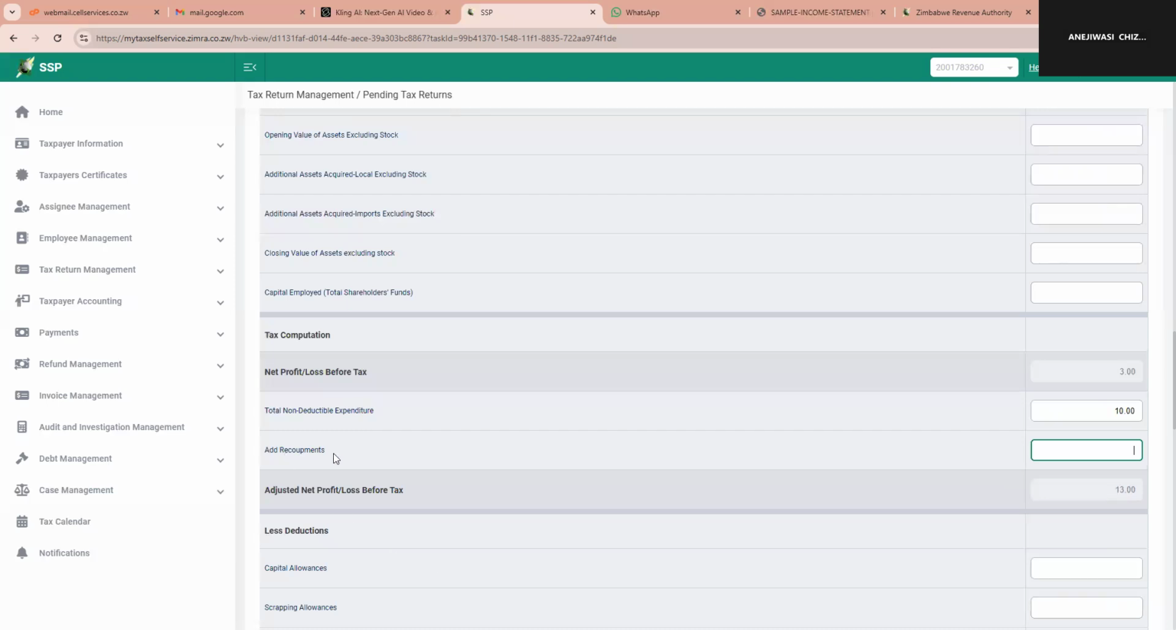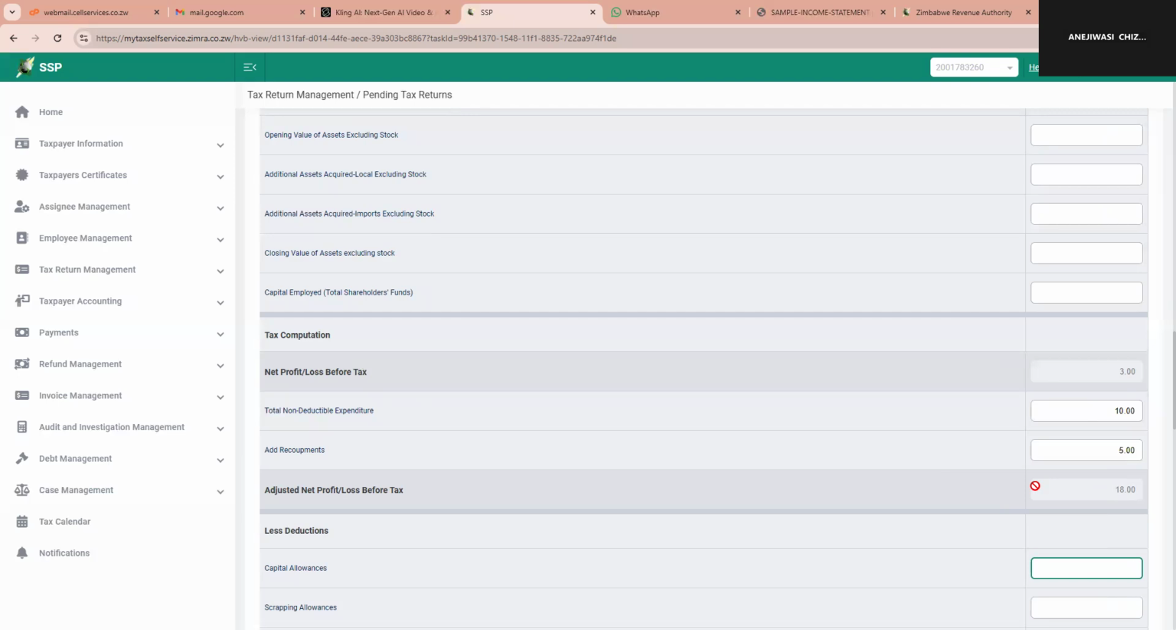Right? Then add any recoupments. What we are terming recoupments, you remember, when I spoke about capital allowances, I said, let's say probably you elected to use special initial allowance. What it means is you may have claimed your depreciation, 50%, 25%, then 25%. Then for some reasons, that asset you managed to sell it, which means you got a profit. So instead of profit, it's called recoupment or recoupments. So you have to put the figure there. So again, it will increase the taxable.